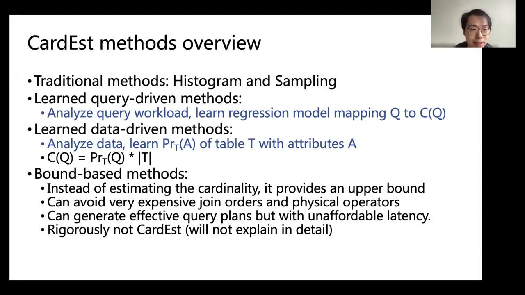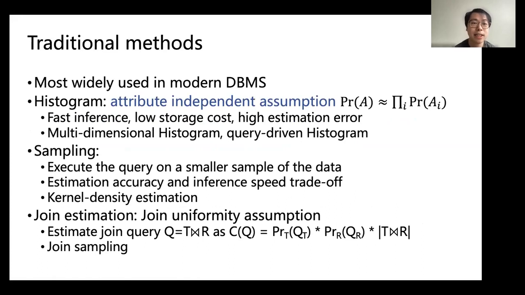Let's go through the details of all the other three categories. The traditional methods are most widely used in modern DBMS. Histogram and sampling are the most popular methods. Histogram methods use attribute-independence assumptions to decompose the joint distribution of multiple attributes into the product of each single attribute distribution. In this way, it essentially reduces the complexity of an exponential distribution to the complexity of only one attribute.